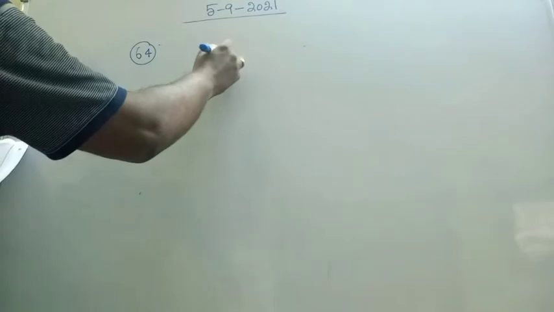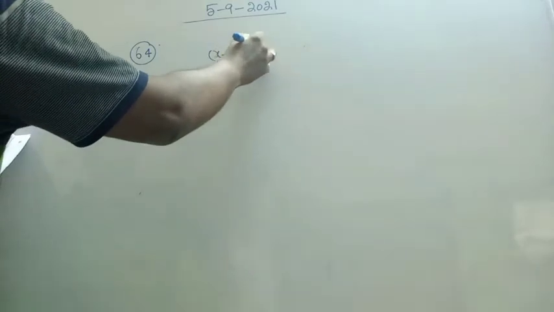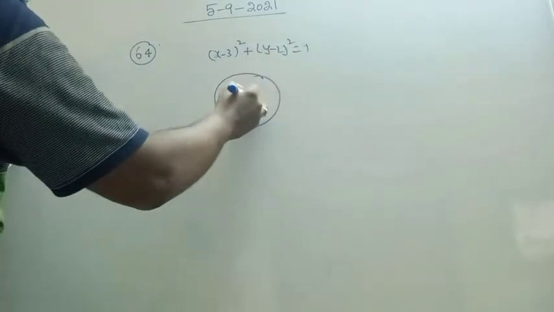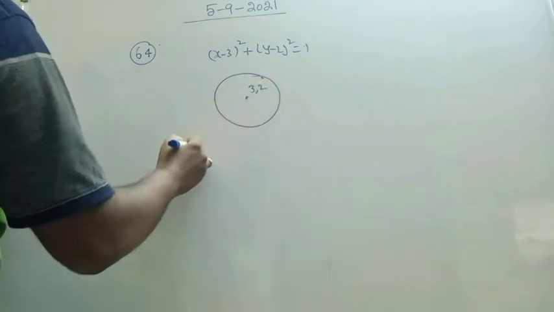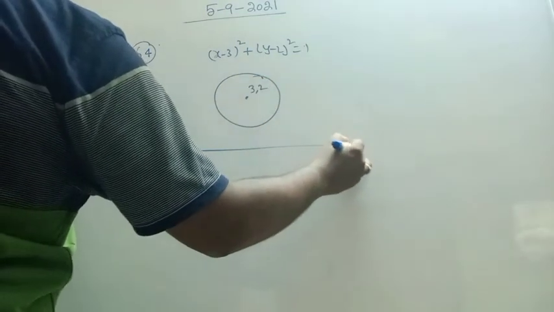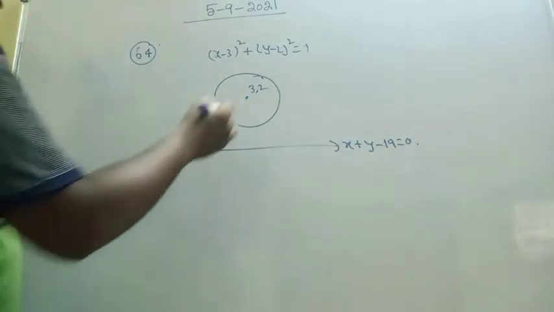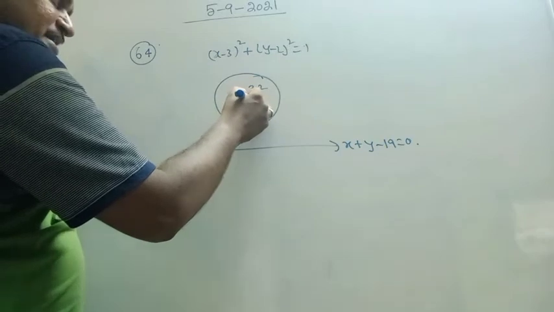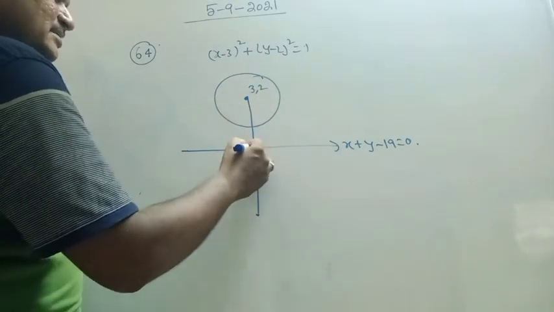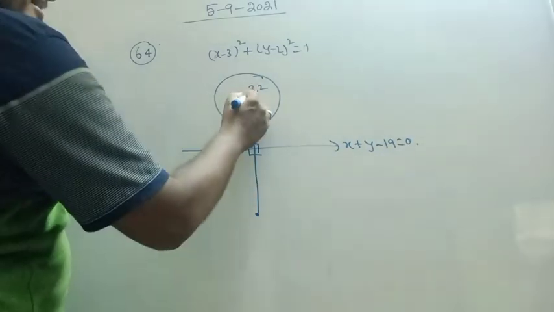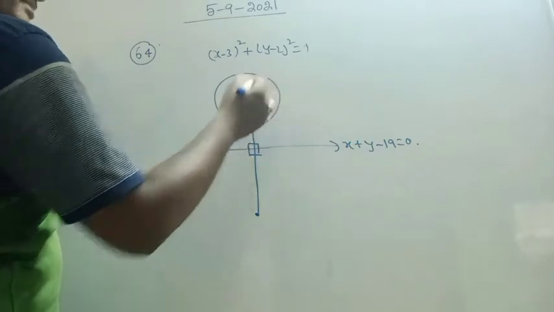Now see, my dear students, the 64th question, many times we have discussed this. They have given this circle, x minus 3 whole square plus y minus 2 whole square is equal to 1. The center is 3 comma 2. Now there is a line, x plus y minus 19 equal to 0. If this is acting as a mirror, you find the image of this point with respect to this line mirror. You know the radius of this is 1 unit.